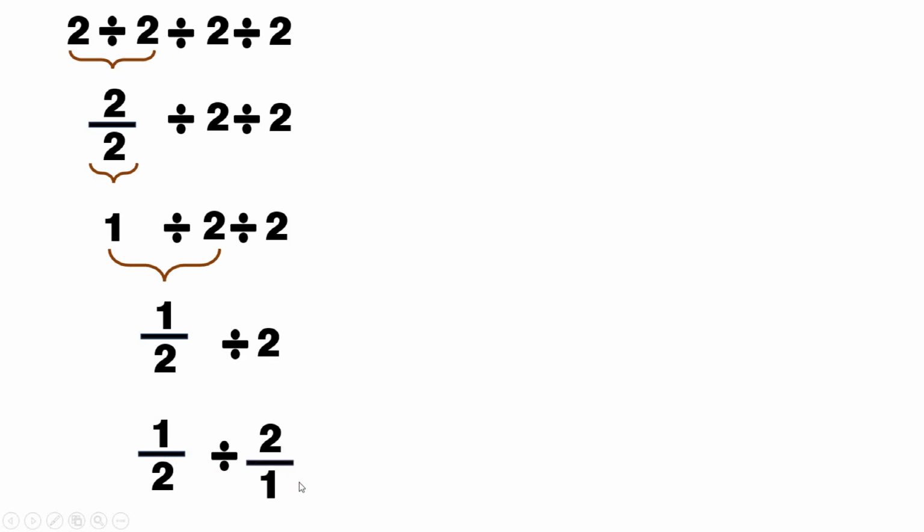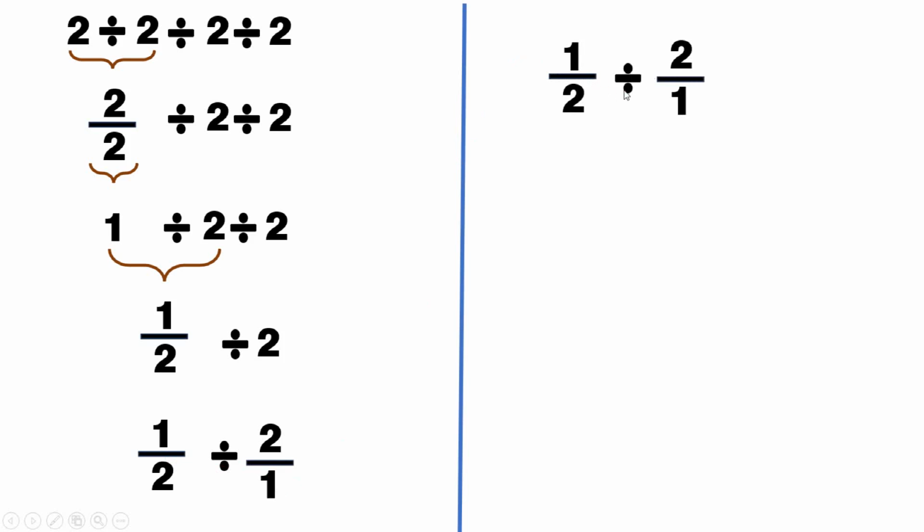Step 4, keep, change, flip. Remember your fraction rules? To divide fractions, we keep, change, flip. Keep the first fraction as 1 upon 2, change the division sign to multiplication, and flip 2 upon 1 upside down to become 1 upon 2.